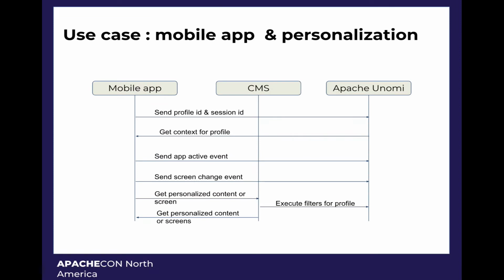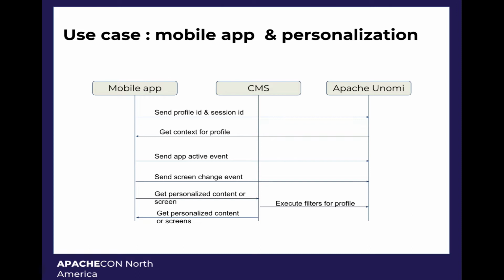But you could also very well, with the same system, build mobile app tracking and personalization. Here, I put a CMS in the middle, but it's not even required. We have an example where the mobile app will have some kind of identifier for the user. Usually it's a mobile identifier generated by the phone, and a session ID, but that's not even required. Then you will get the context for the profile, and then you can send events like sending an event for the app just becoming active, the screen change event, and stuff like that.